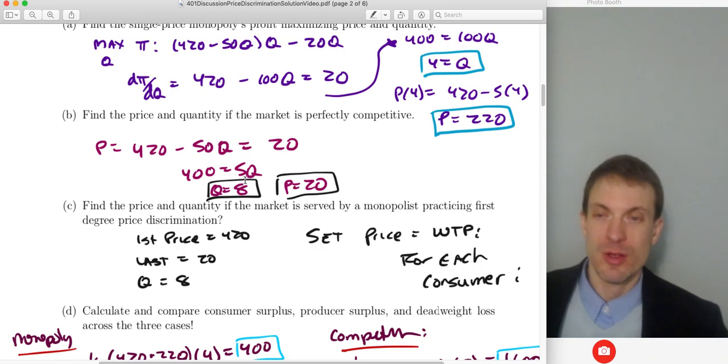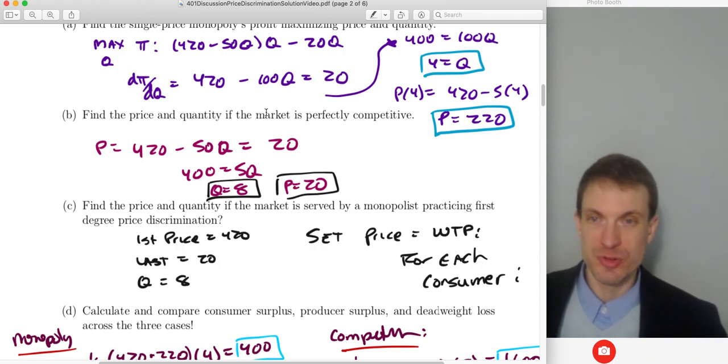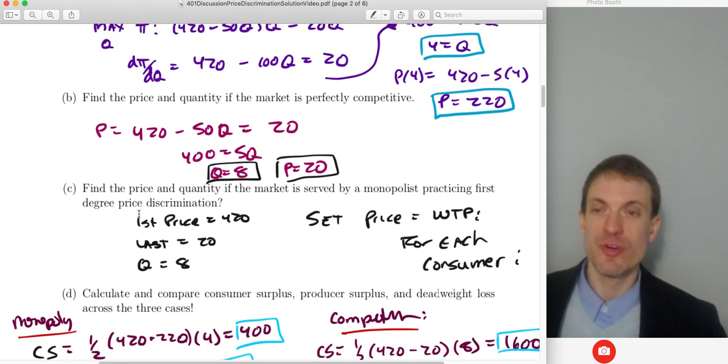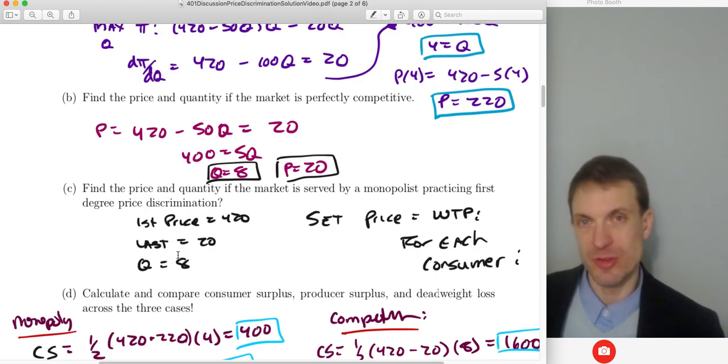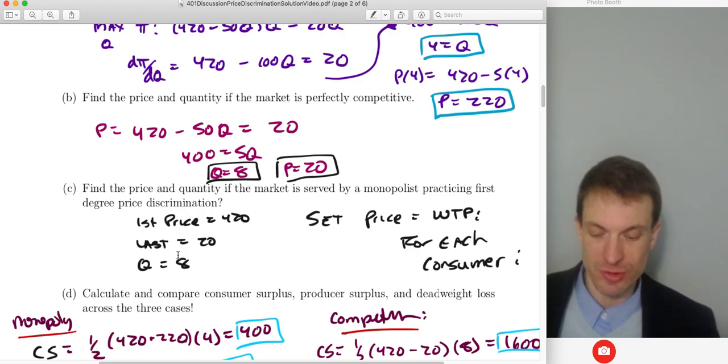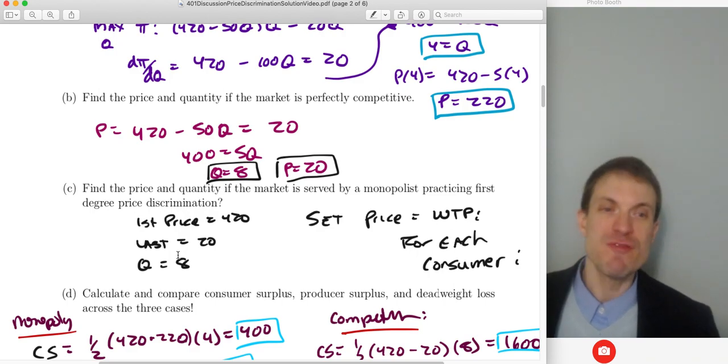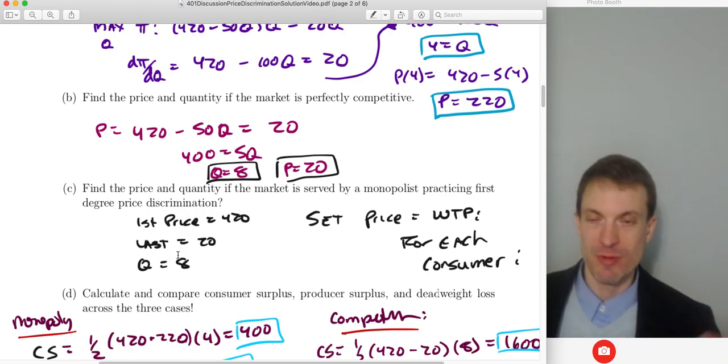Anyway, so we know that the competitive market produces a quantity of 8, which is going to be the first degree price discrimination quantity. Why? Well, you're going to set prices equal to everybody's individual price. So who are you going to sell to? Well, everybody who's got a willingness to pay above marginal cost.